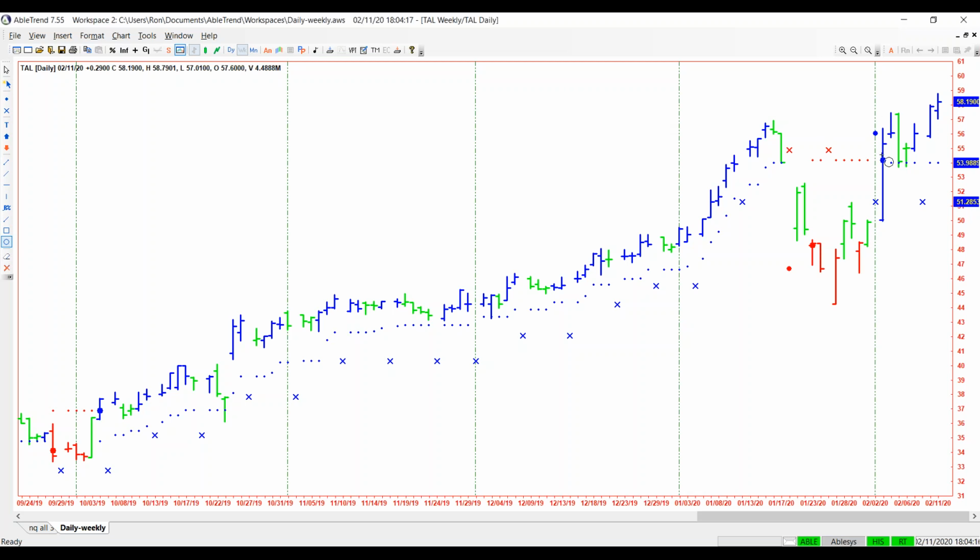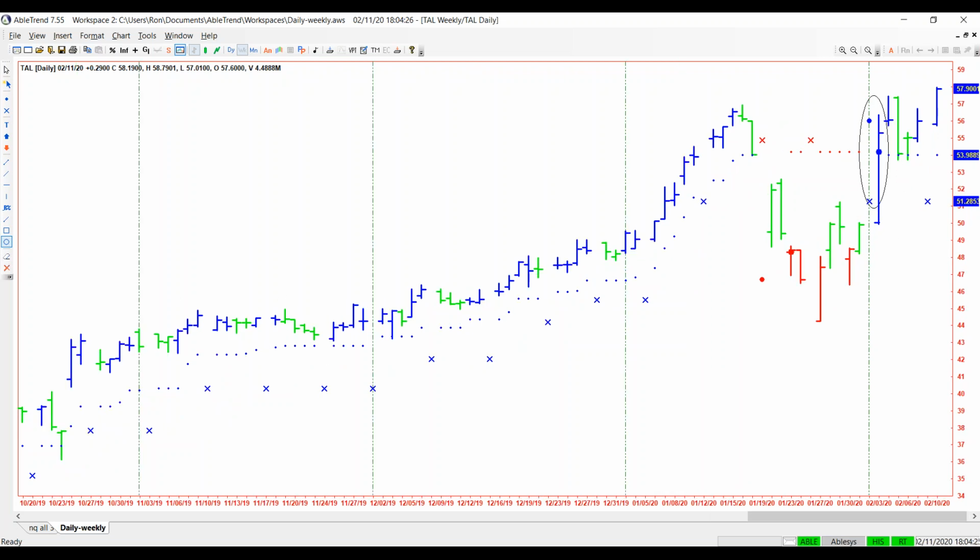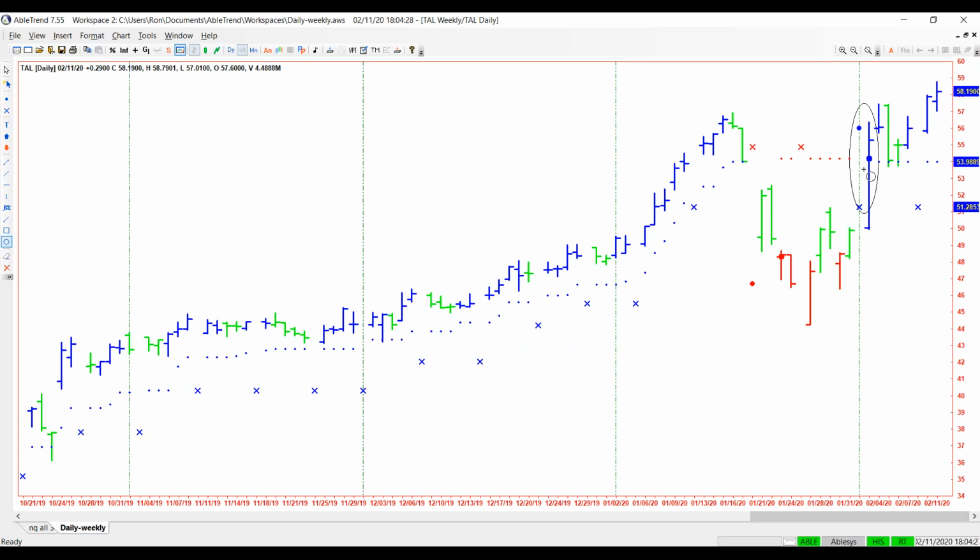So we've got a buy signal right here. We had a beautiful one back here a few months back. If you had AbleTrend then, we picked up this entire big move. However, I want to focus in on this because last week some people may have traded this or paper traded it, whether with real money or paper traded it. Either way, might be monitoring it.